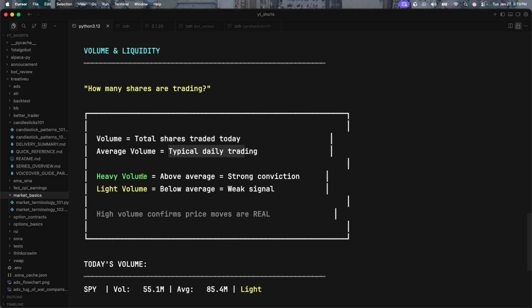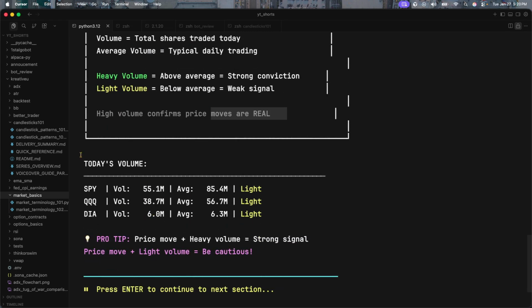So heavy volume, a day where there's a lot of activity going on, is going to be above average, and we have strong conviction. This is where we're going to have our big candle populate, right? Because there's a lot of activity going on. When we have above average volume, that's how we know we have such strong conviction in the underlying candle that we're reviewing. Light volume is going to be below average volume, so not that much activity, not that much conviction. That's how we denote that this is a weak signal. So high volume confirms that the moves are real.